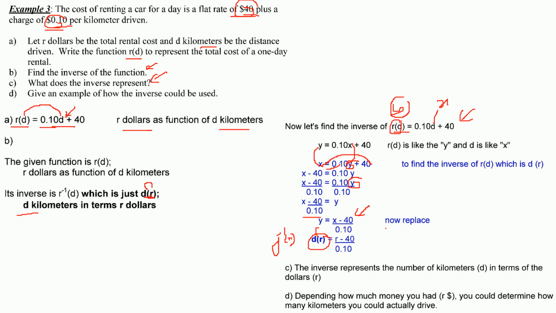So this inverse represents the number of kilometers in terms of dollars, as we just indicated. And then the next part is to give an example of how the inverse could be used. Now, from how much money you have, that means how many dollars you have, you can easily determine how many kilometers you could actually drive. This is the result you can easily achieve.